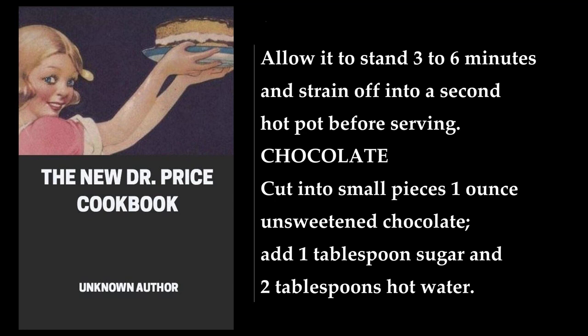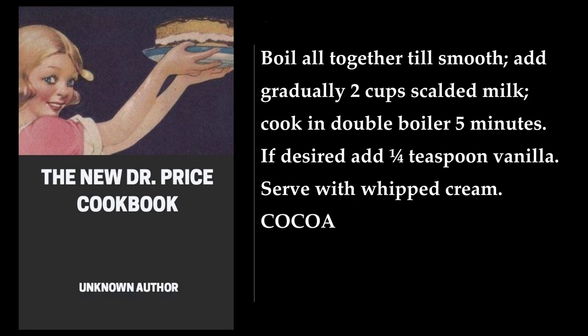Chocolate. Cut into small pieces 1 ounce unsweetened chocolate, add 1 tablespoon sugar and 2 tablespoons hot water. Boil all together till smooth, add gradually 2 cups scalded milk, cook in double boiler 5 minutes. If desired add 1/4 teaspoon vanilla. Serve with whipped cream.